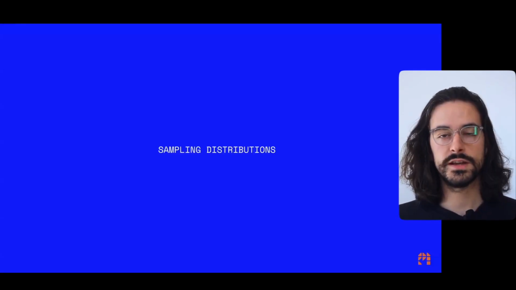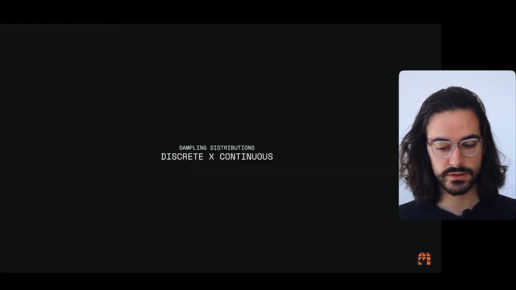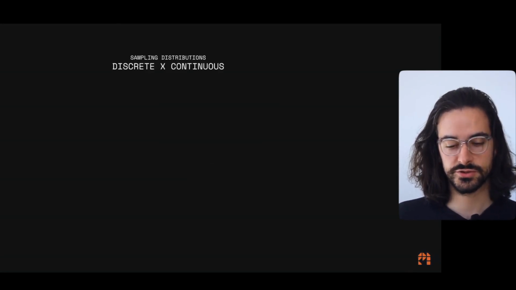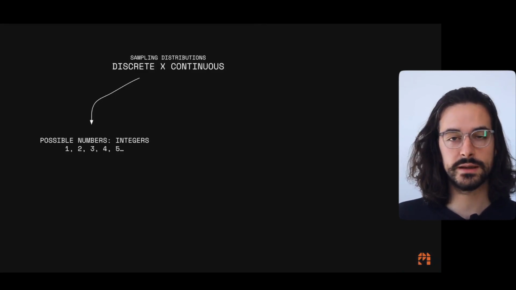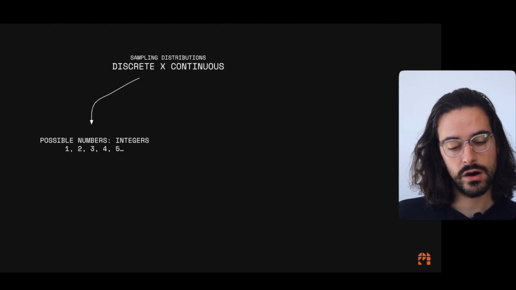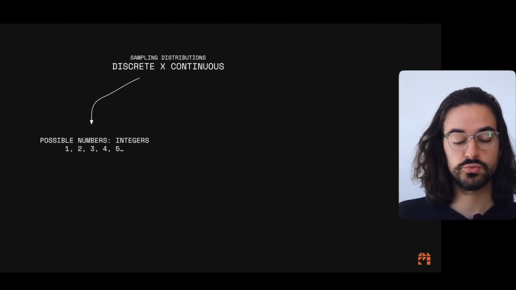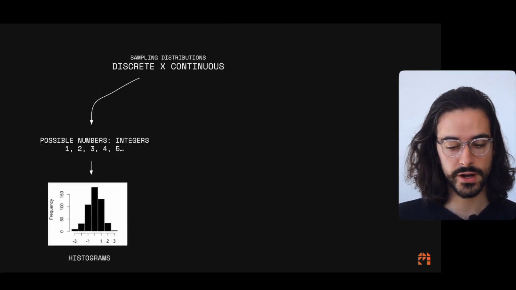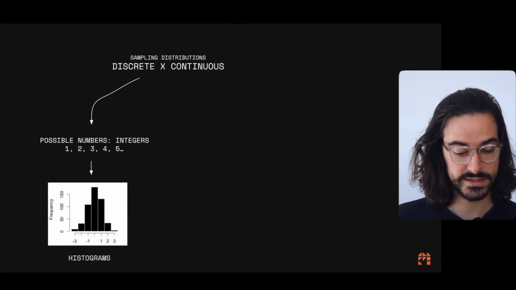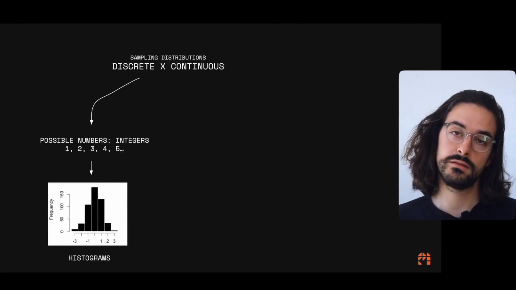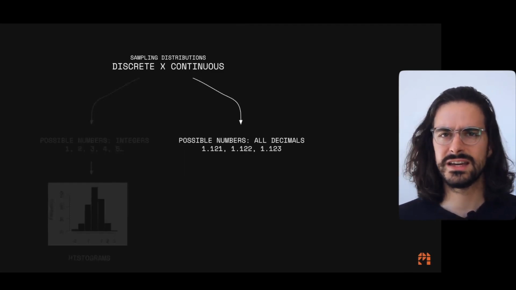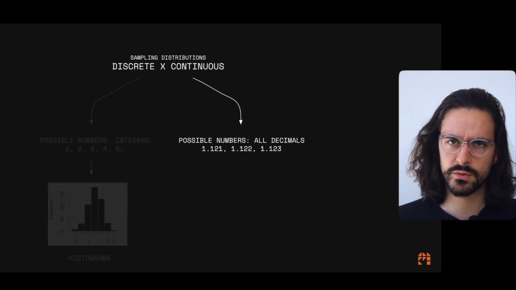Cool. So let's start talking about sampling distributions. There's two kinds of sampling distributions, okay? We have a discrete and we have a continuous distribution. So a discrete sampling distribution, and discrete numbers for that matter too, are numbers that are integers, right? So it's 1, 2, 3, 4, 5, like a full number, right? And these distributions are usually represented in histograms because you have a certain value that you can find.